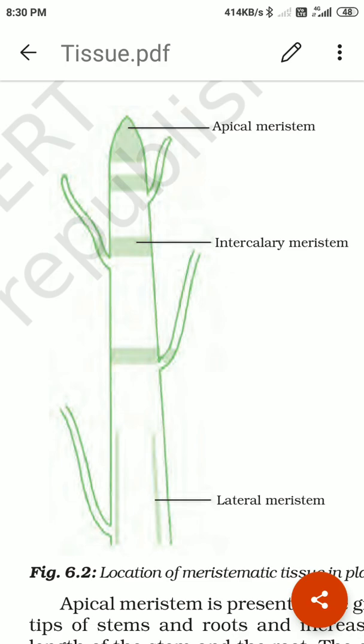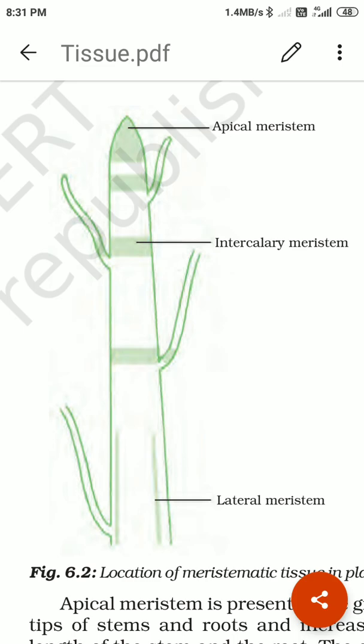Those backward cells, after a few days, after a few years, show the characters of other tissues. That is the magic of life. That is the interesting thing. Why? Because they are born in the apical region, but after a few days, they convert as per the work, as per the function. Their position changes, their function changes.